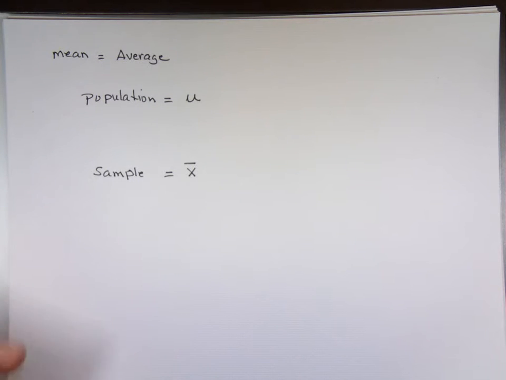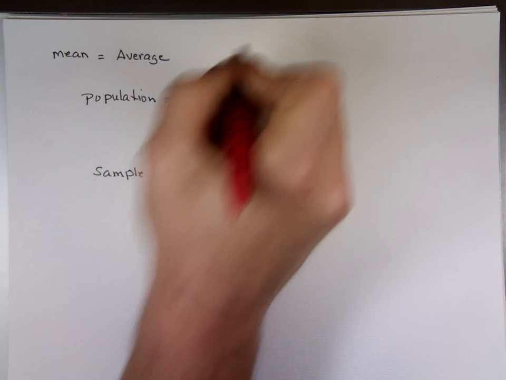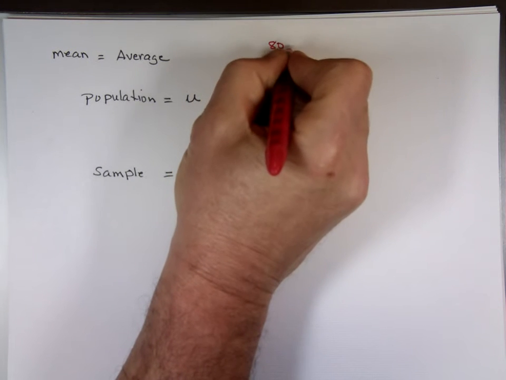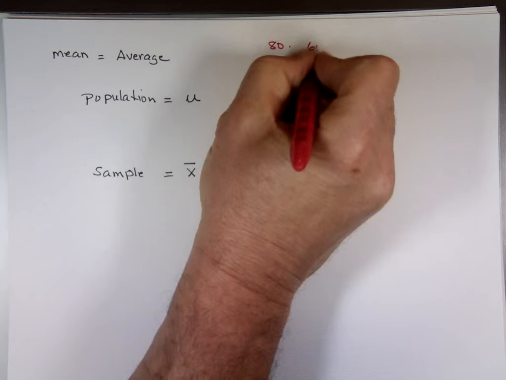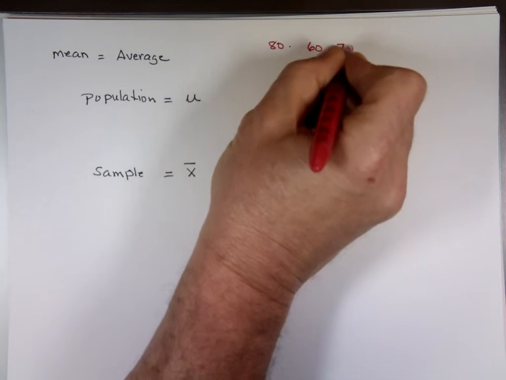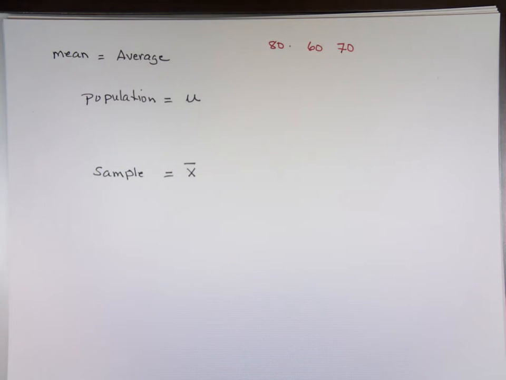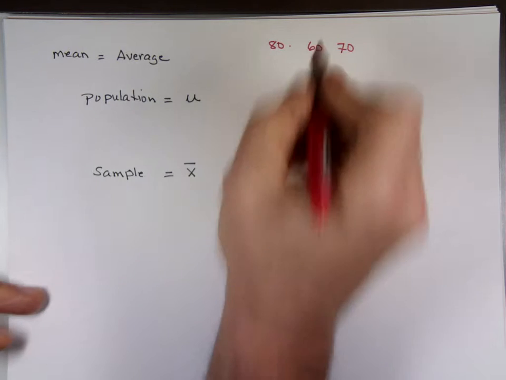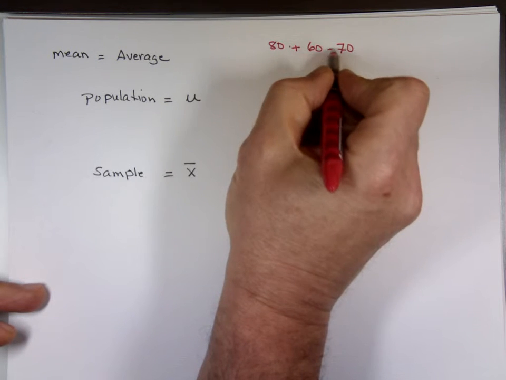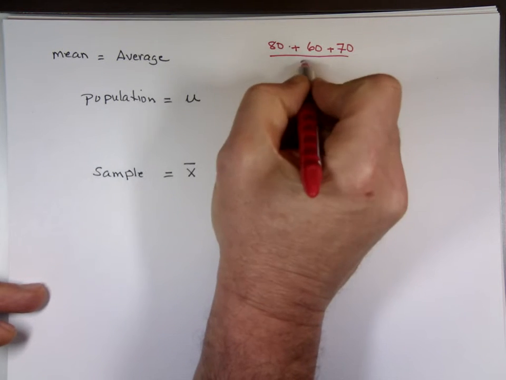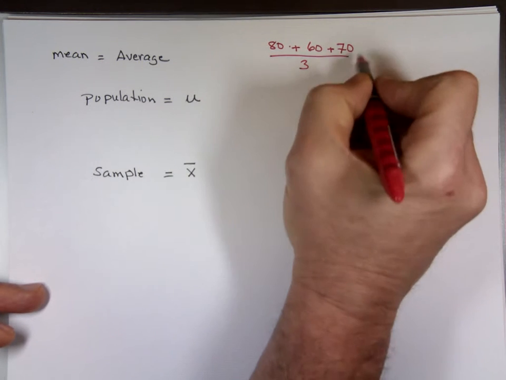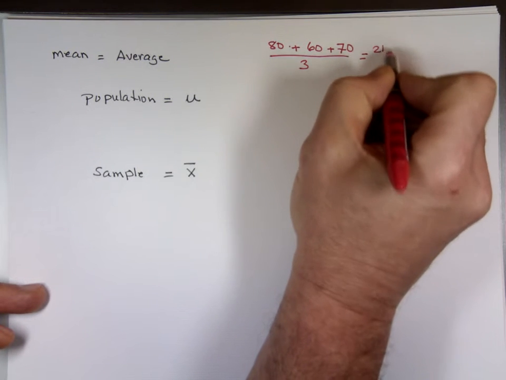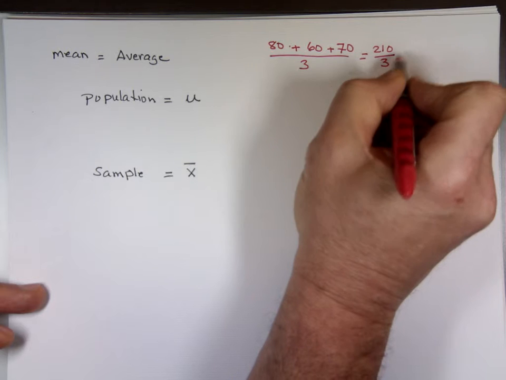Now, everyone seems to be able to do this. I said, if these were your test scores, we had these 3 exams, and you got an 80, you got a 60, and you got a 70 on the 3 exams. How do you find your average? Add them all up and divide by 3. Is that 210 divided by 3? Which is 70.